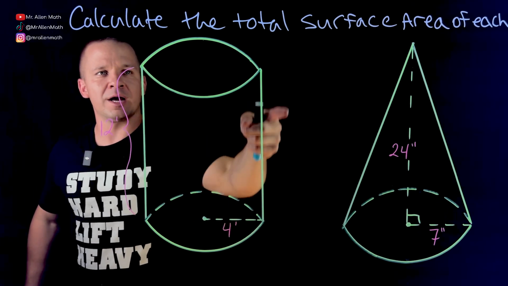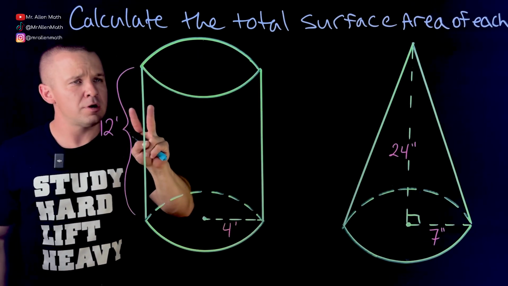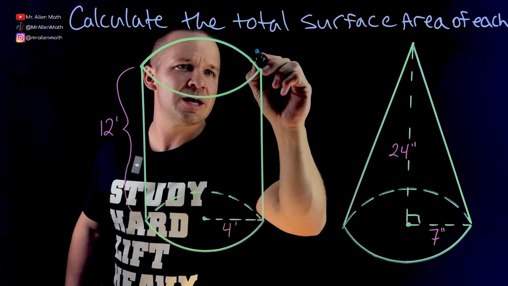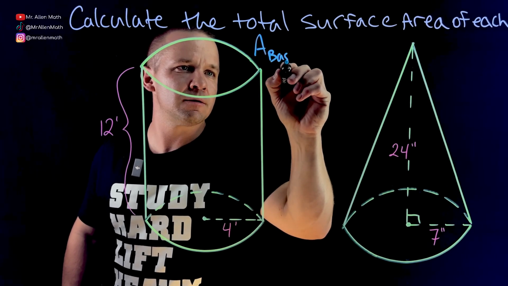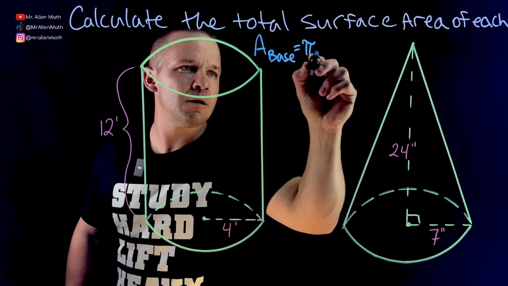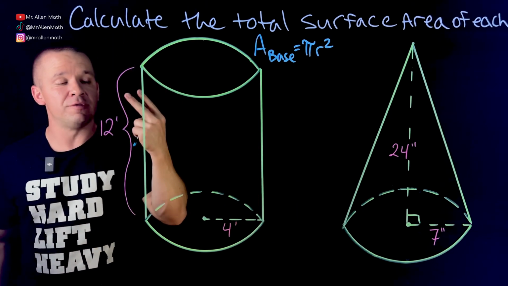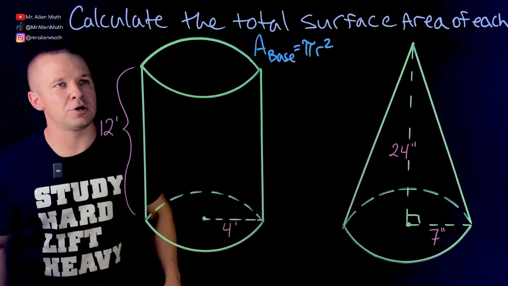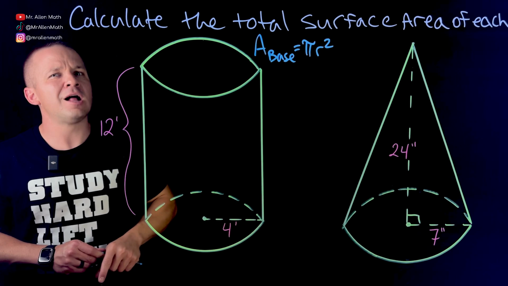What do I got here? Well, I got a circle and a circle. So I have two circle bases. My area of the base is going to be pi r squared, but I have two of them. It's actually going to be the area of the base over here for the cone too. So we'll save that for a little later here.